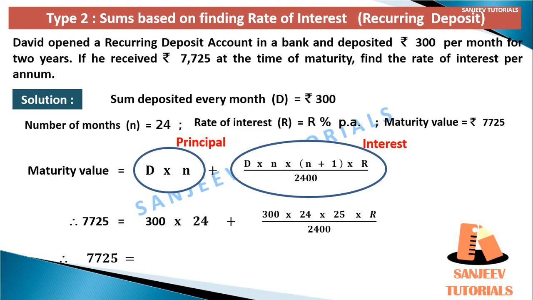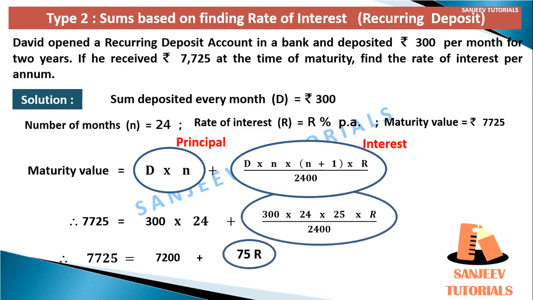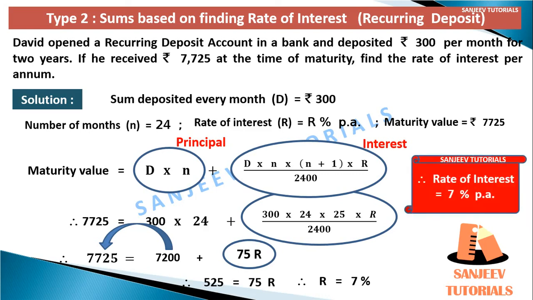300 into 24, that is 7200. Interest part on simplification gives me 75R. Okay, next step, I shift all the numbers on one side. I get therefore 525 is equal to 75R. So I get R is equal to 7%. So the answer for this sum is rate of interest is 7% per annum.